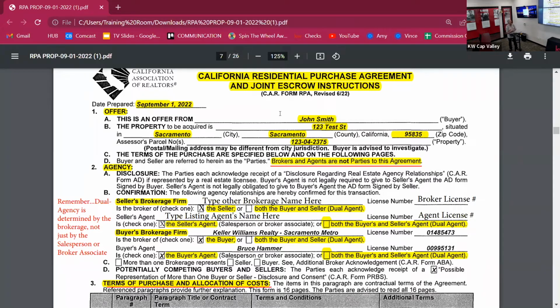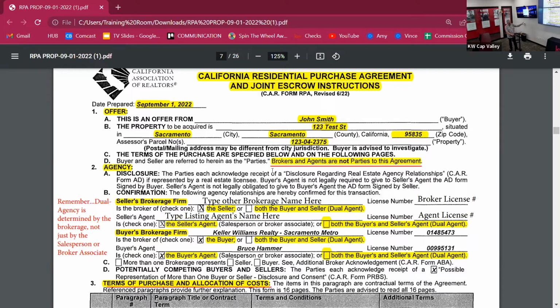We use these fancy forms that are produced by C.A.R., the California Association of Realtors. There are other cities and counties in California that do not use C.A.R. They have their own forms that they use. But as long as it has the terms in them, they are valid contracts. But we get these through our membership in Realtors, so why not?